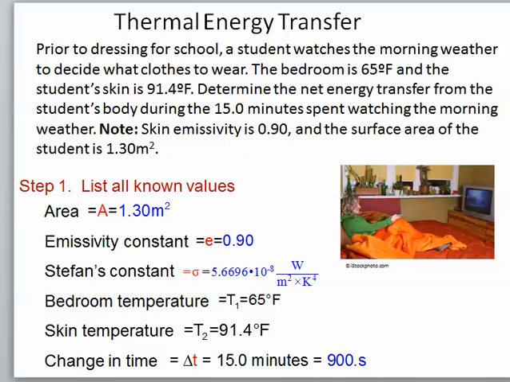Well, in this case here, they're giving us all the known values. The area, 1.3, they're telling us of the person. E is the emissivity constant. All right, skin, this will be important, is 0.9. Stefan's constant, this is always going to be the same. It's constant. All right, bedroom temperature, skin temperature, and then the change in time was 15 minutes or 900 seconds.